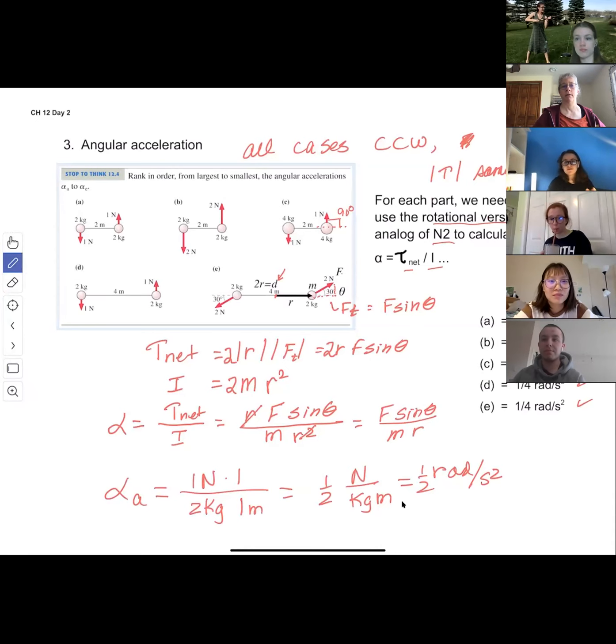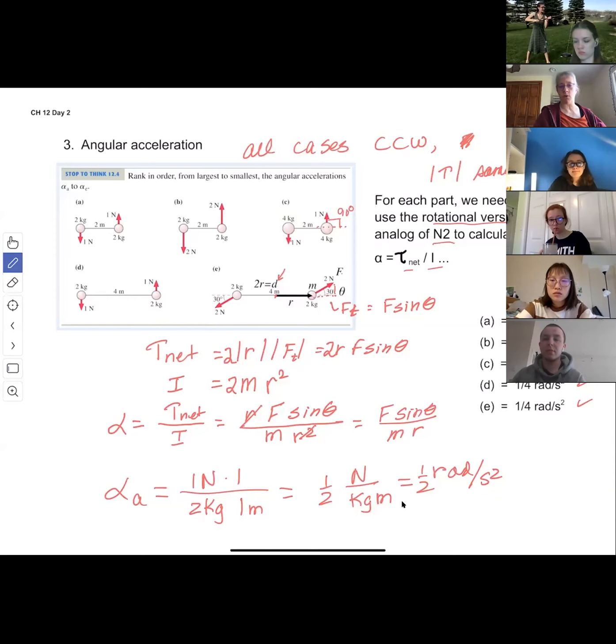I have a quick question about this stop to think. Yeah. So is this equation that we just derived, F sine theta over m r, is that what you would use for solving all of these? Like part A through E? Yes, I can certainly use it for A through E.